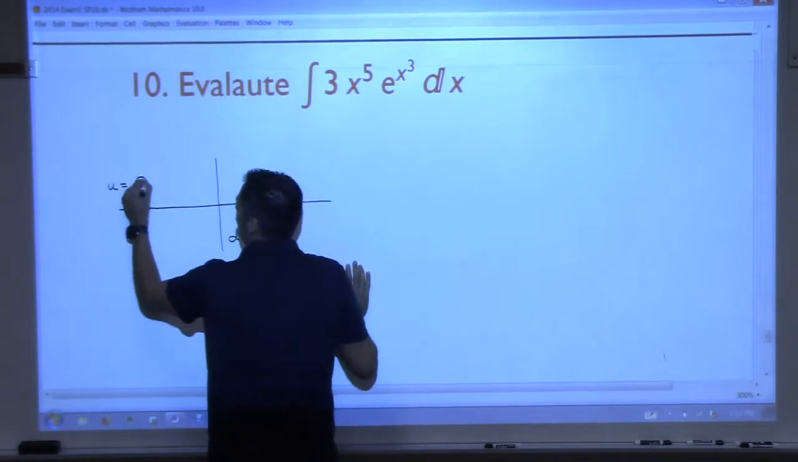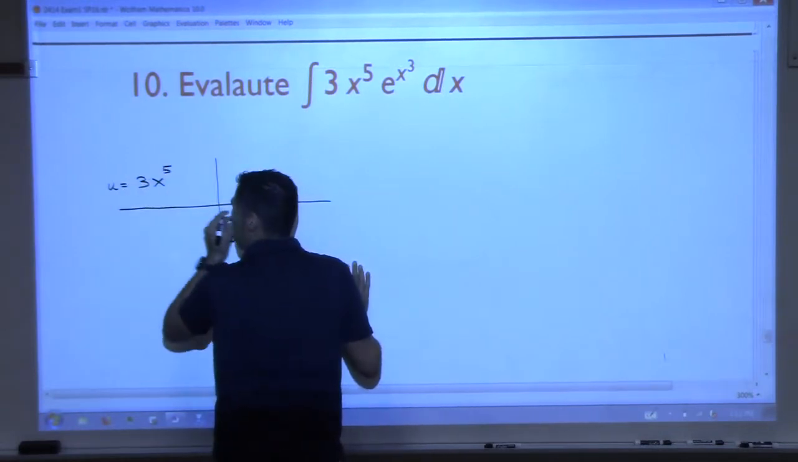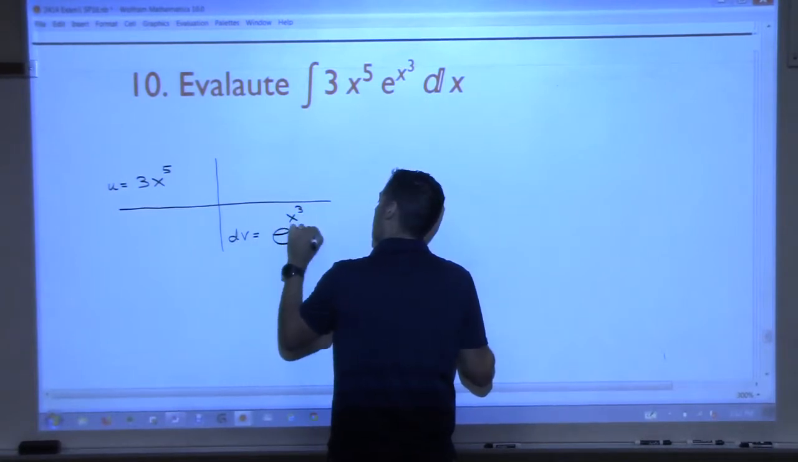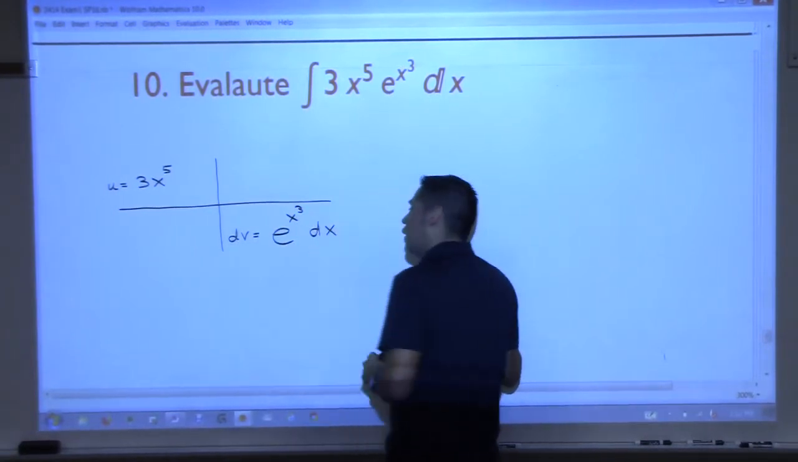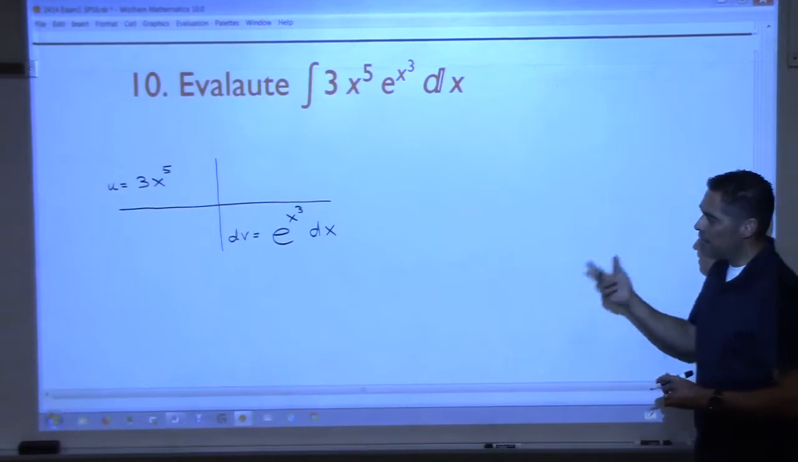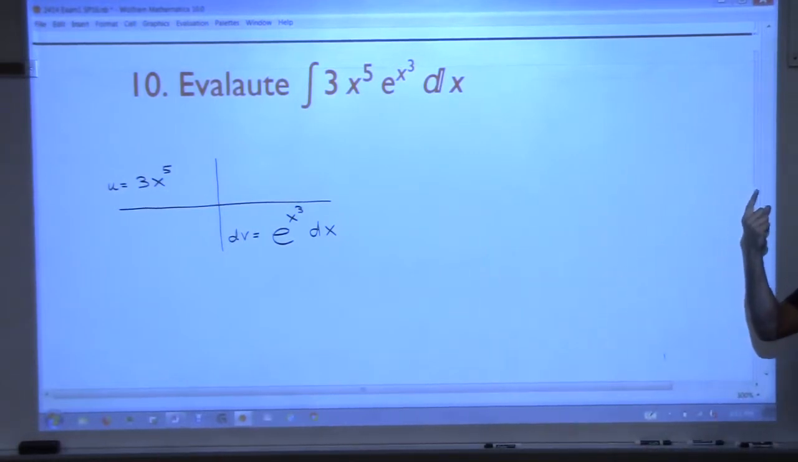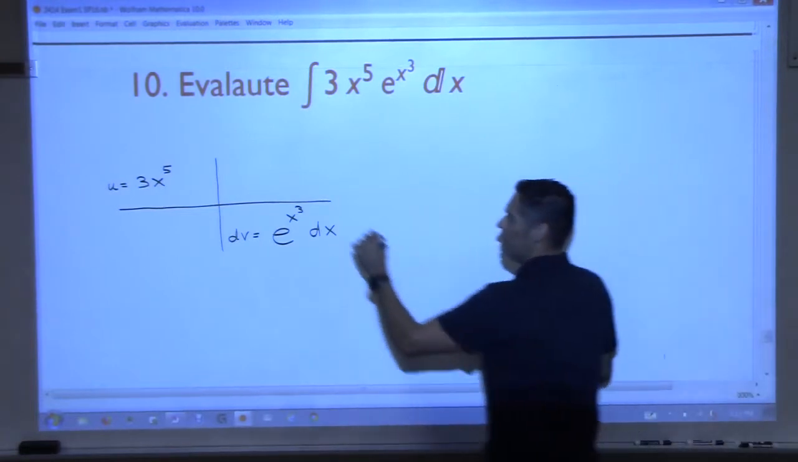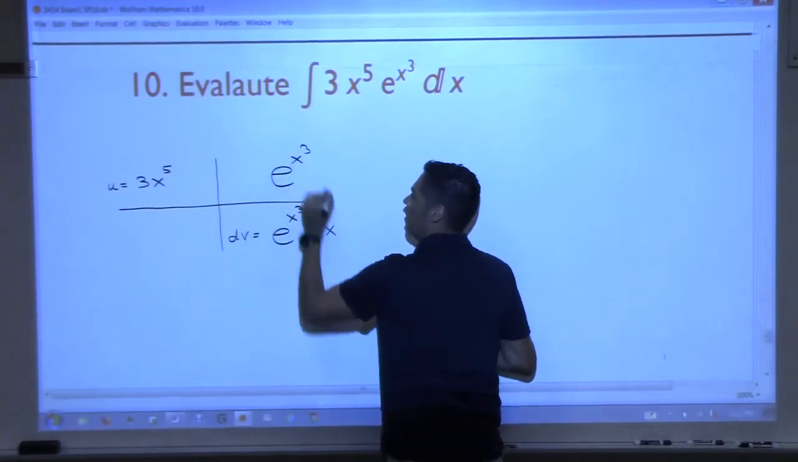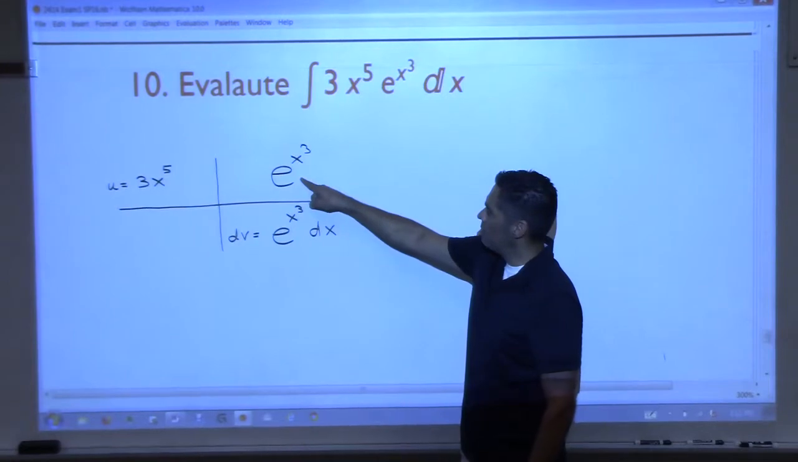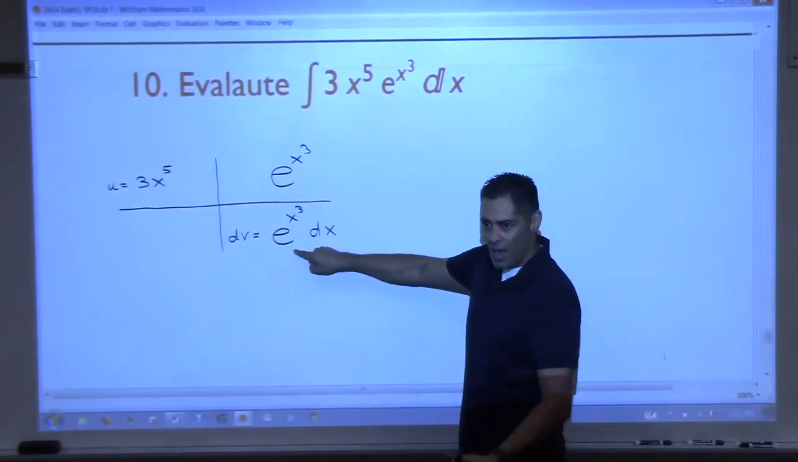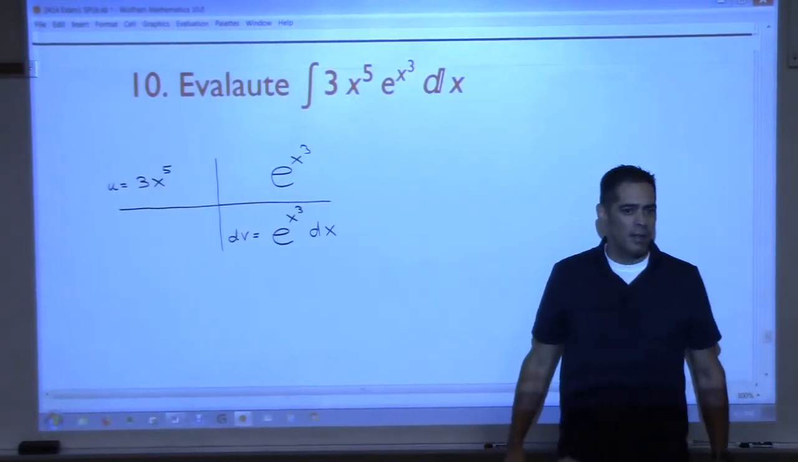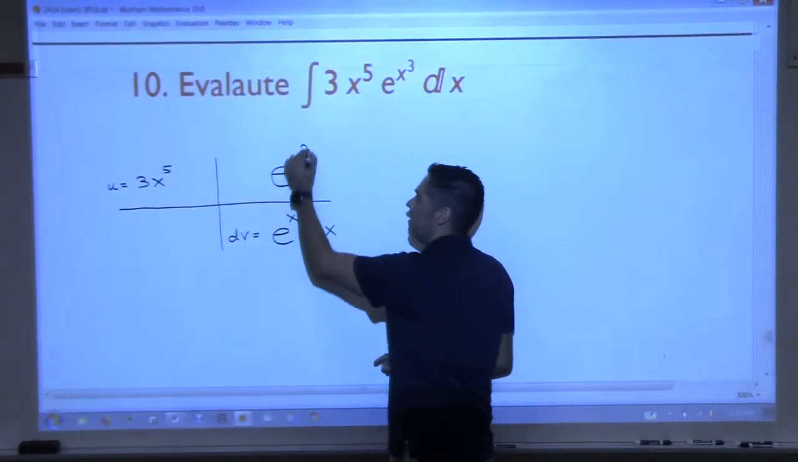So I'm like, all right, great. I let that be my power function, fine. But that forces me to make this one my dv, and that is a problem because the antiderivative of e to the x cubed is not e to the x cubed. Do we agree that this is wrong? Because what's the derivative of this? Itself times 3x squared, which isn't here, right? So the antiderivative up here is not this.